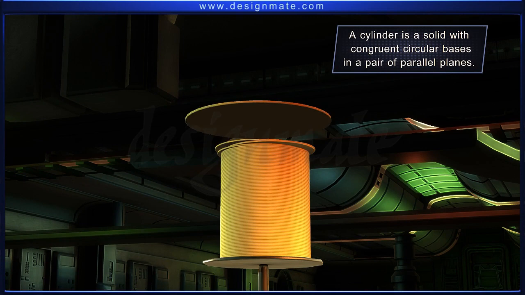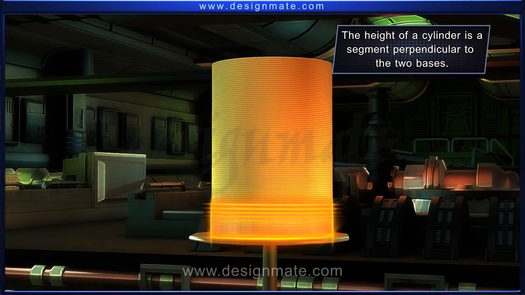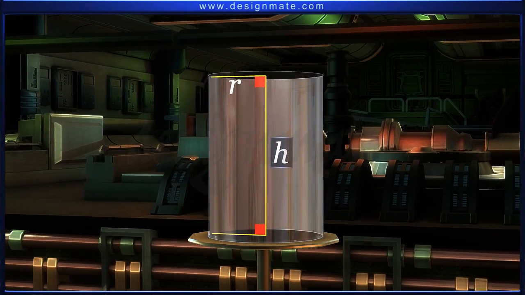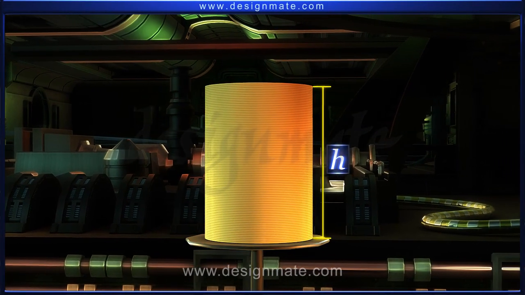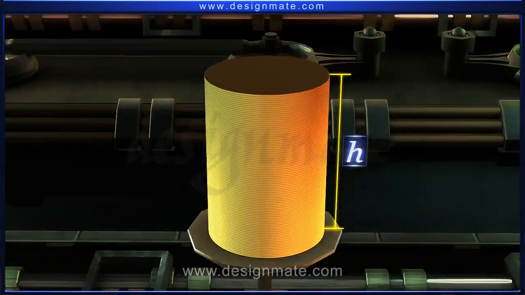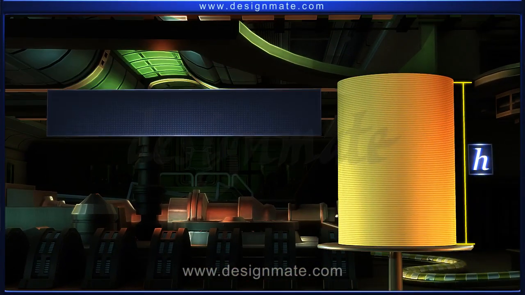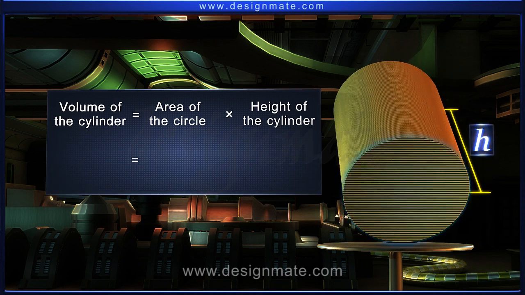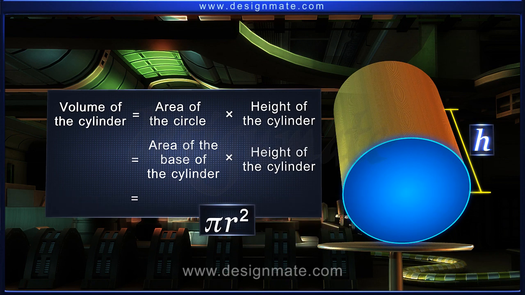As the thickness of the paper is negligible, we cannot say for sure how many circular sheets will fit into the height h of the cylinder. But we can be sure of one thing: whatever be the number of circular sheets used to form the cylinder, we will always get the volume of the cylinder by multiplying the area covered by the circle by the height of the cylinder. Thus, the volume of the cylinder is equal to the area of the circle times the height of the cylinder, which is equal to the area of the base of the cylinder times the height of the cylinder, which is equal to pi r squared h.